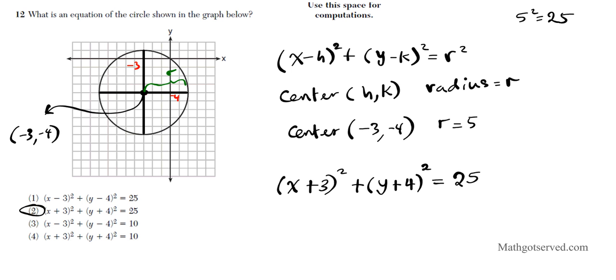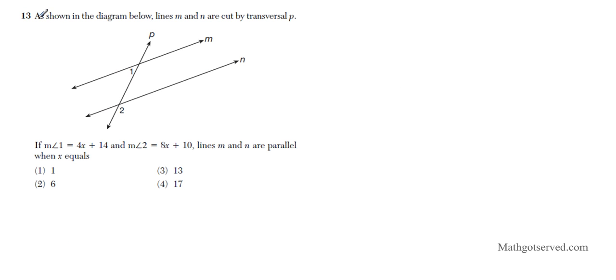All right, let's move on to question 13. As shown in the diagram below, lines M and N are cut by transversal P. If the measure of angle 1 is 4x + 14 and the measure of angle 2 is 8x + 10, the lines M and N are parallel when x equals.